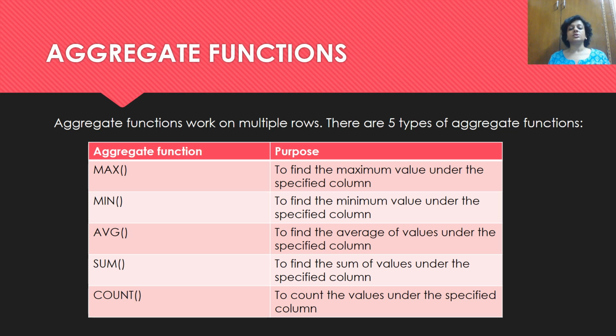Min. It is used to find the minimum value under the specified column. AVG. It is used to find the average value under the specified column. Sum. It is used to find the sum of values under the specified column. Count. It is used to count the values under the specified column.